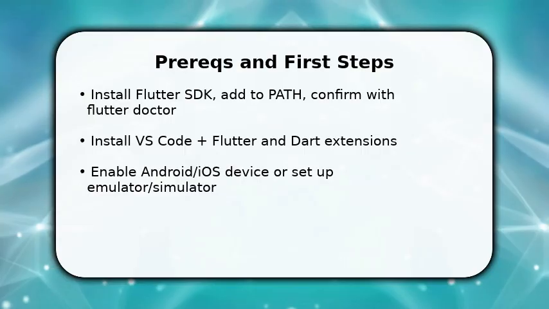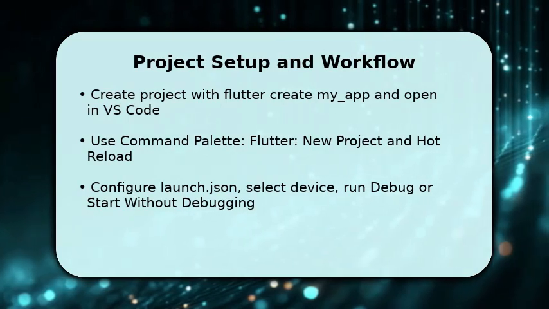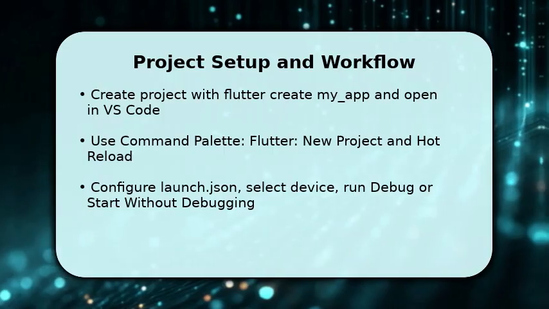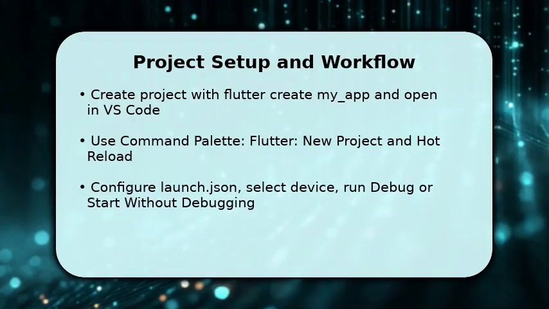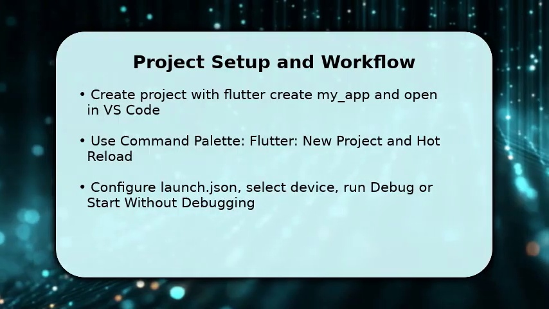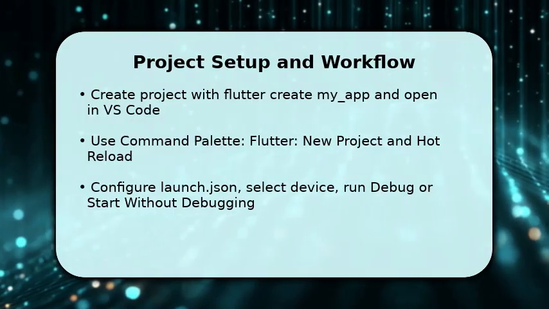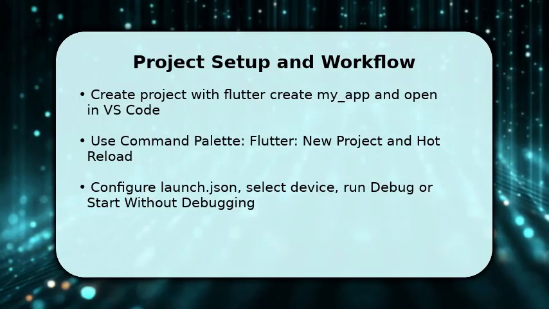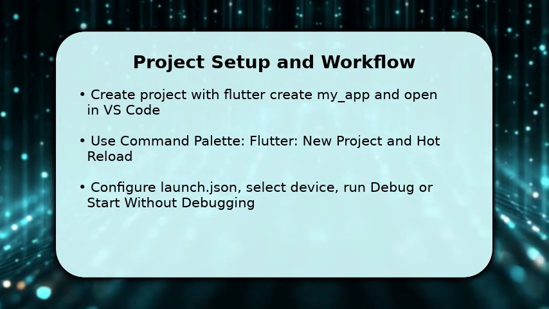Once your tools are ready, create a new app with flutter create or use the VS Code command palette's Flutter: New Project to scaffold files quickly. Open the project folder and make sure the Dart Analyzer and SDK are recognized so autocomplete and errors work. Next, select your target device in the status bar and use hot reload frequently to iterate. This saves time and preserves state while you tweak UI. Also configure launch.json for advanced run/debug configurations, so builds are repeatable and debuggable.